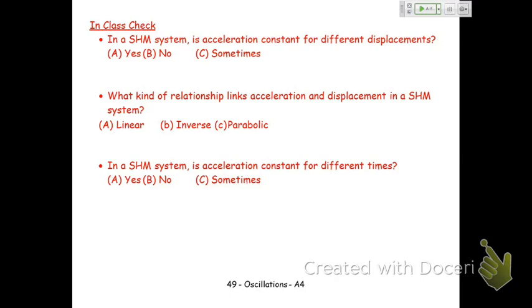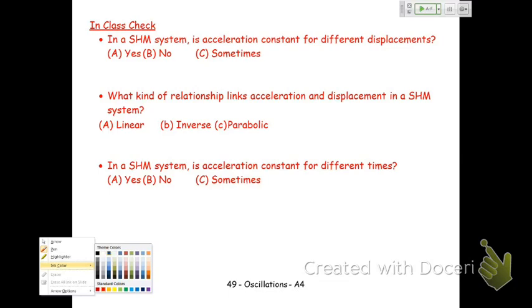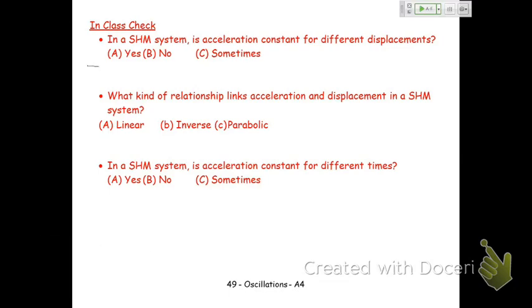In a simple harmonic system, is acceleration constant for different displacements? So what am I doing first of all? Well, let's change the color of my pen so you can see this a bit better. So in a simple harmonic system, what that says to me is, there's my simple harmonic system, and this is my position, and this is time. And it says, is acceleration constant for different displacements? Oh, I kind of need an expression between acceleration and displacement.